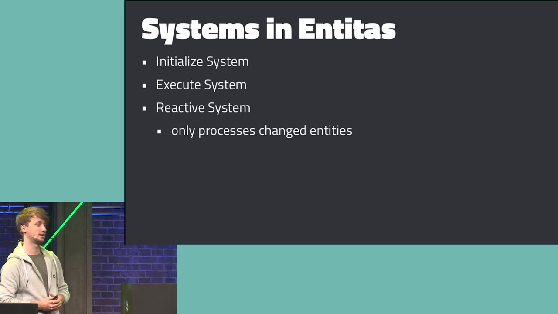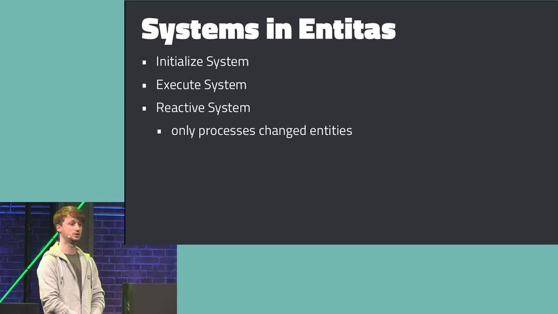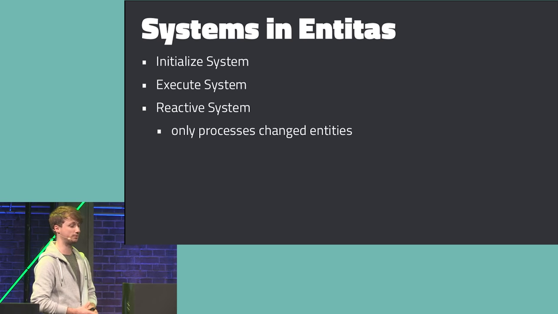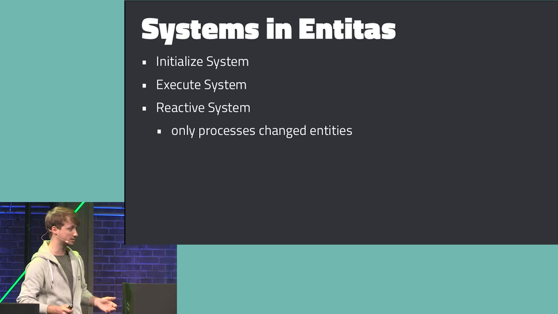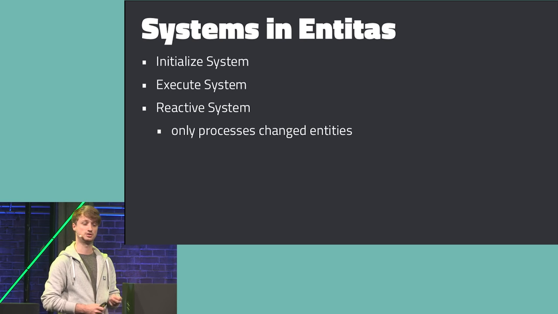Now, in Entitas, there are three different types of systems. We just saw the execute system already, the velocity thing, which is supposed to be run every frame. We also have one initialize system, which is intended to be run just once in the beginning. And we have something which is rather unique to Entitas, which is a reactive system. And the cool thing about this is it just processes changed entities that you're actually interested in.